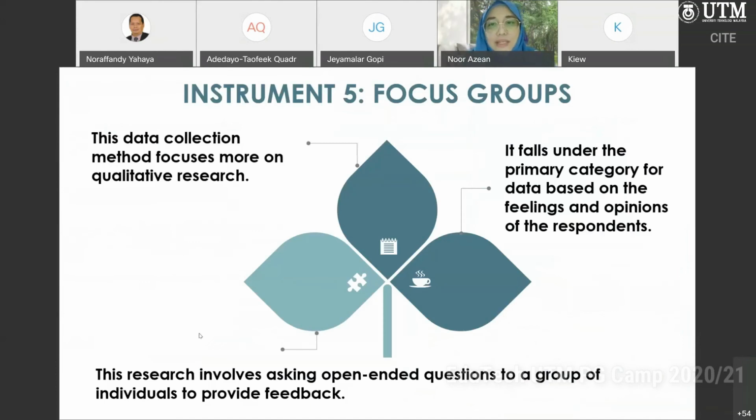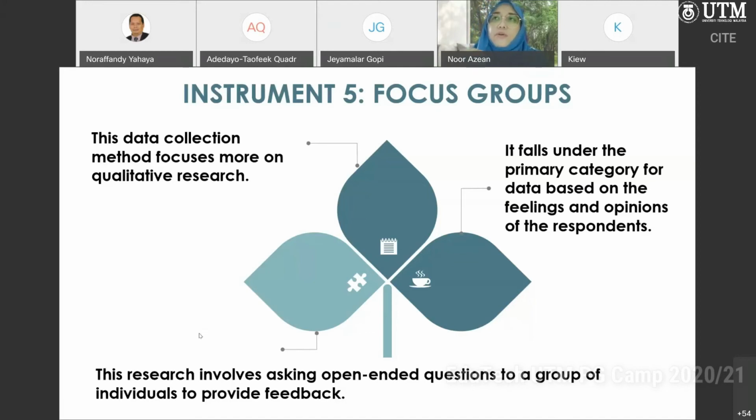The last one is focus group. Why do we need the focus group? For me, it's very, very important to have the instruments of focus group. It's the opposite of quantitative research, which involves numerical based data. In the focus group, the data collection method focuses more on the qualitative. So it falls under the category of data based on the feelings and opinions of the respondents.